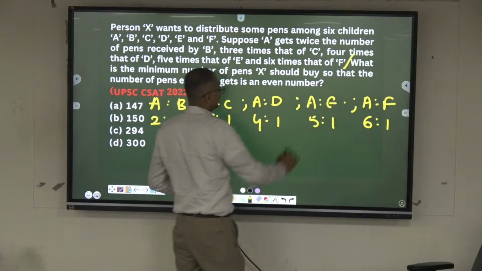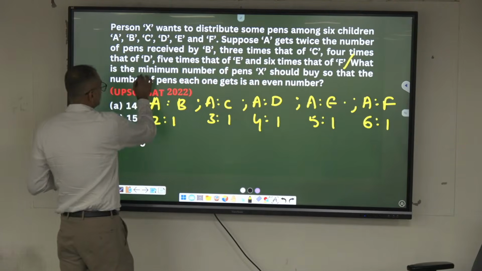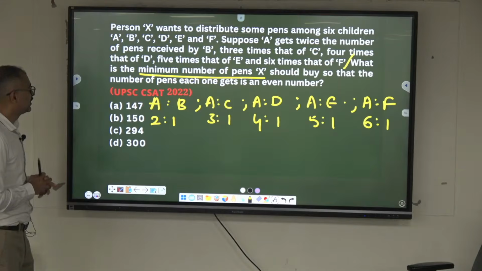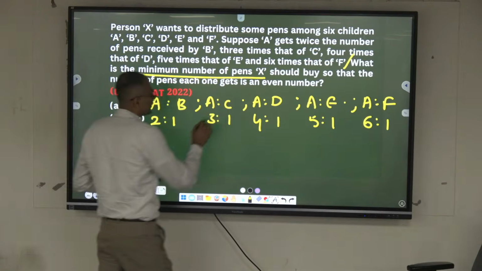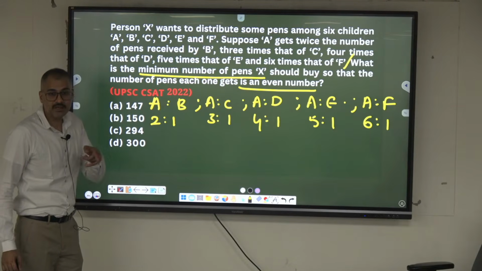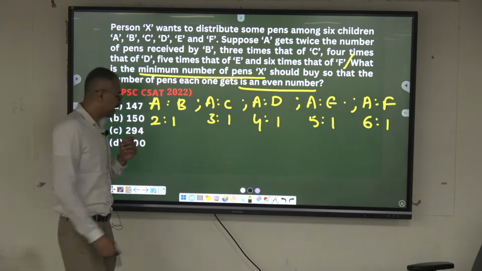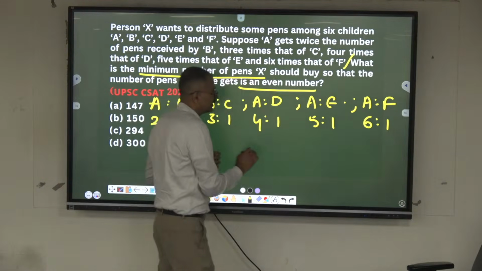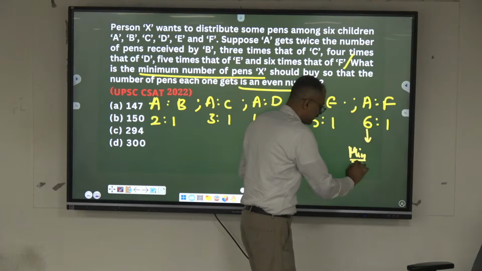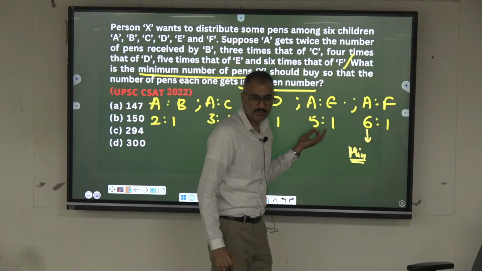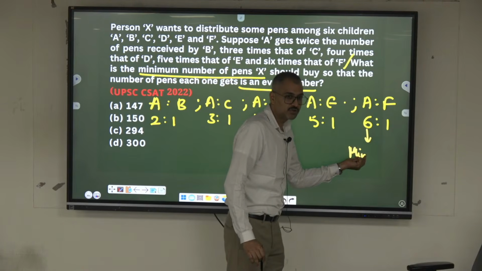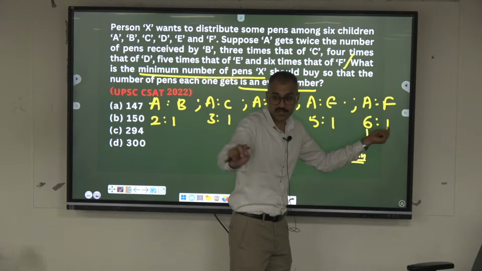Till here, completed. What is the minimum number of pens X should buy so that the number of pens each one gets is an even number? Each one gets means A, B, C, D, E and F should also be even numbers. Meaning, you have to assume A is such a number which has to be the minimum also. If A gets the minimum, everybody gets the minimum compared to him, isn't it? You have to assume that A has a minimum number so that everybody else also gets an even number.